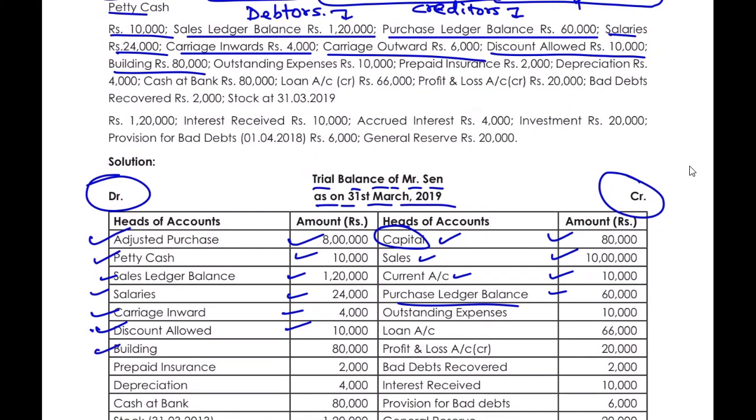Building 80,000 asset debit. Outstanding expenses is a liability 10,000 credited. Then we have prepaid insurance, that is an asset 2,000.